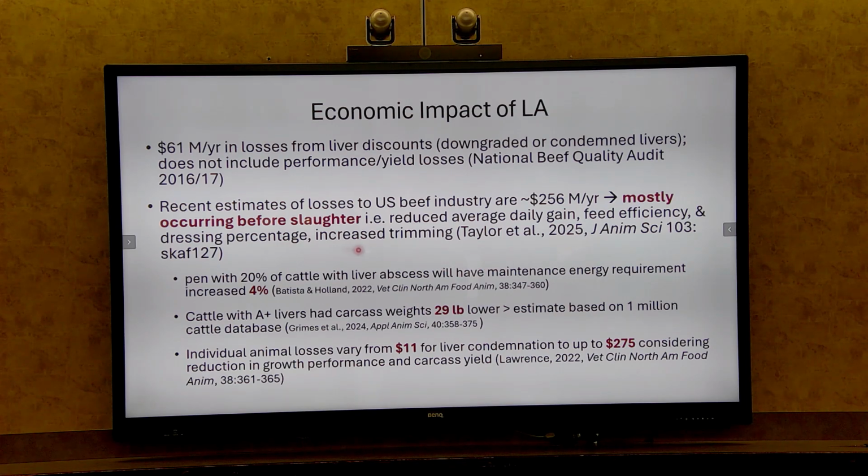increased energy maintenance. So a pen that has 20% of animals with liver abscesses will have 4% increased maintenance energy. Cattle with A+ livers have a lower carcass weight, so approximately 29 pounds lower. And this varies by individual, but anywhere from $11 to $275 per animal.